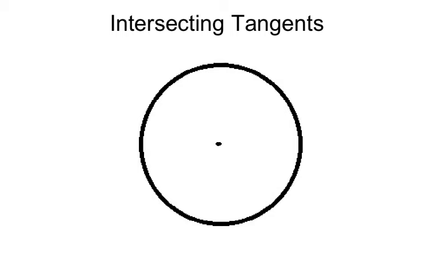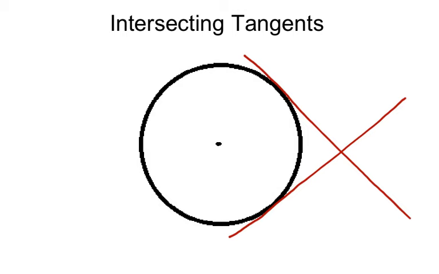Doesn't matter where our tangents are, how close they are together or how far away they are. We know that the length between where they touch the circle and where they intersect are the same for both.